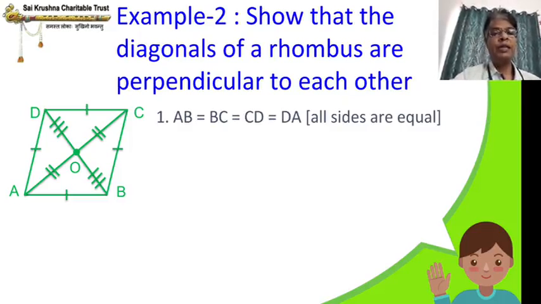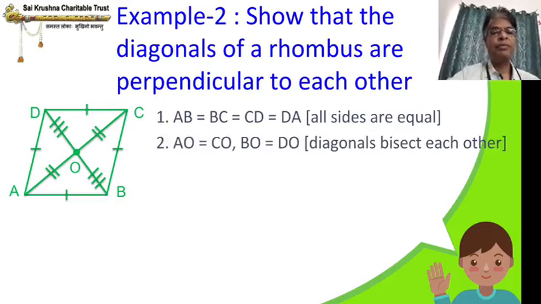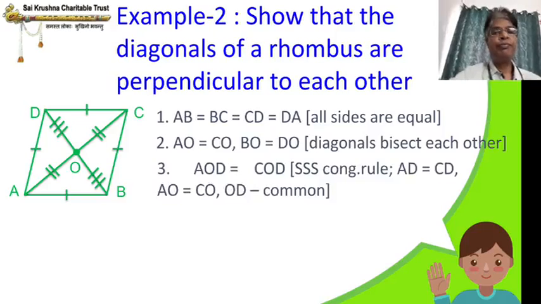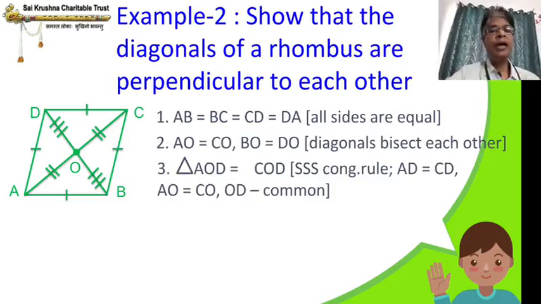Here AB equal to BC equal to CD equal to DA, all sides are equal. That is a property of a rhombus. And AO equal to CO, BO equal to DO, diagonals bisect each other. It is again a property of a parallelogram. Therefore, triangle AOD is congruent with triangle COD. As I told in the last part, I am not going to explain in detail, but I have put all the points here. This is following the SSS congruence rule.